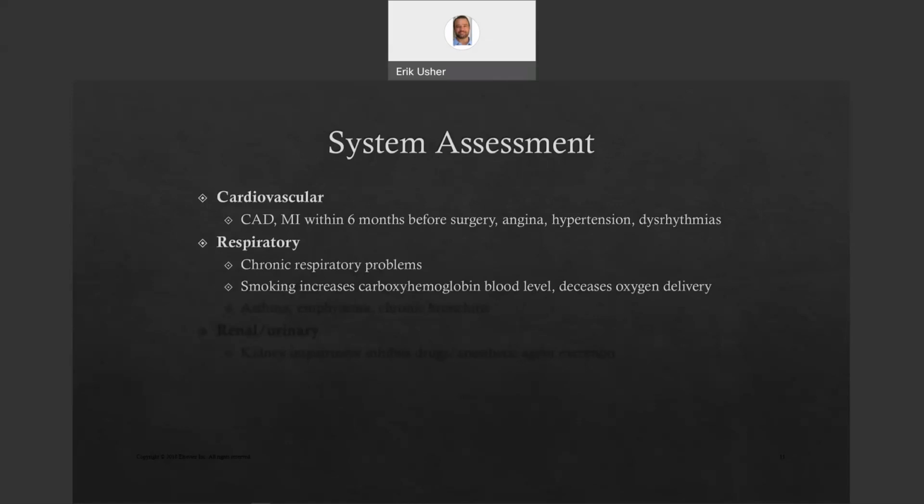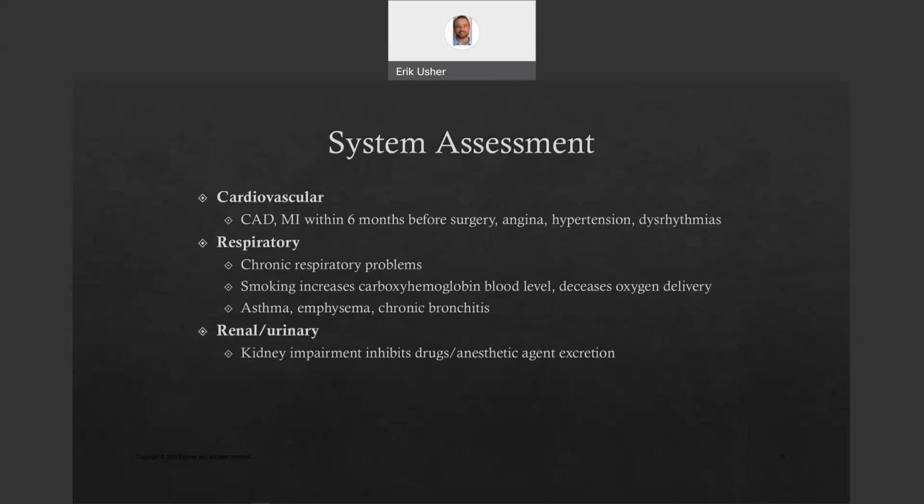Respiratory-wise, do they have any chronic respiratory problems? Smoking, are they a smoker? Have they previously smoked or do they just quit? It increases the carboxyhemoglobin level, so it decreases oxygen delivery. Are they asthmatic, emphysematic, or do they have chronic bronchitis? Those are all things that come into play not only during surgery, but after surgery, when they're trying to come around, getting weaned off of that anesthesia. This may be a particular problem.